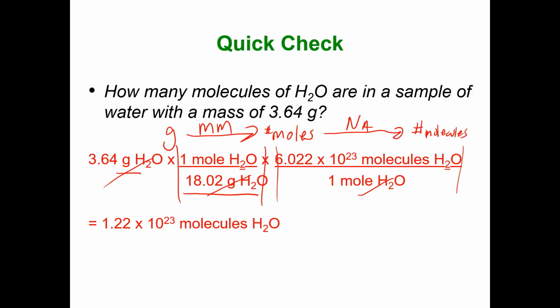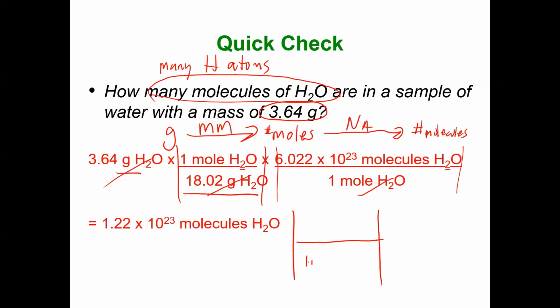Now here's the beautiful thing. This question asks how many molecules of H2O are in 3.64 grams. It could have asked, instead, how many hydrogen atoms are in 3.64 grams. So we would have done the same thing we did here, but we would have had an extra step. In 1 molecule of H2O, there are 2 hydrogen atoms. So I would just take this number and multiply by 2. So it's very powerful. It not only can count the number of molecules, but the number of atoms given a certain weight.